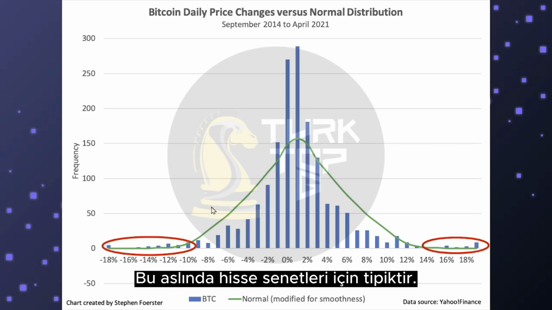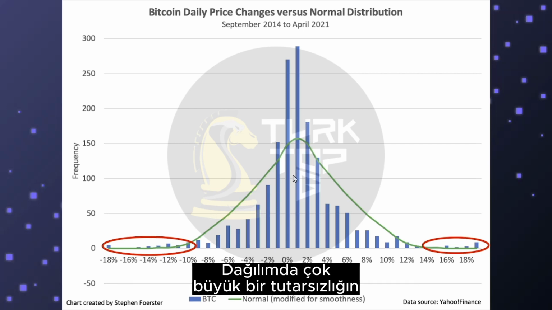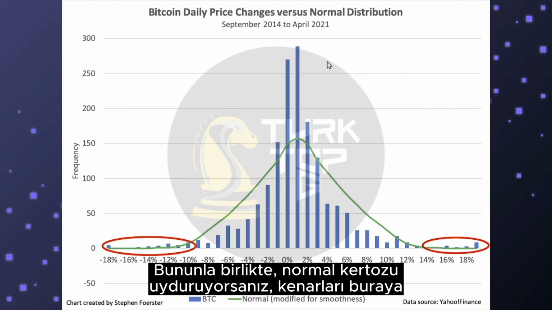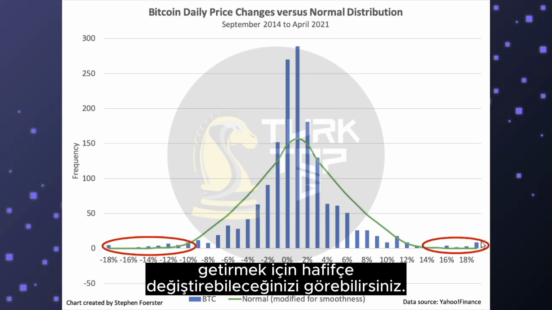This is typical of stocks, actually. So this is called kurtosis, where you have an enormous discrepancy in the distribution. However, you can still see that if you were fitting the normal curve to this, you could modify it slightly to bring the edges in here.